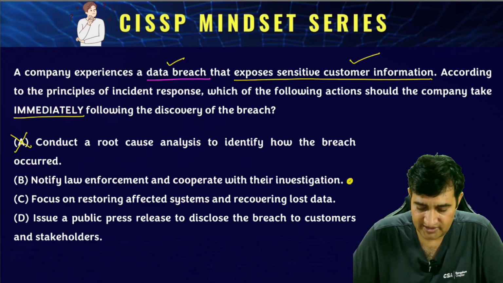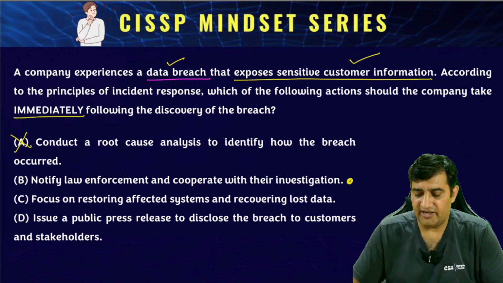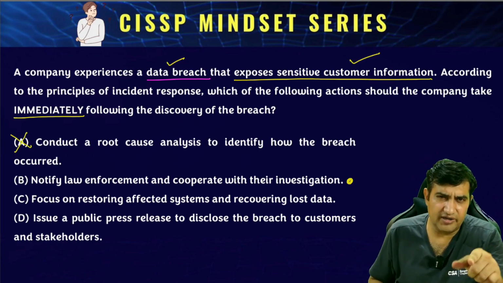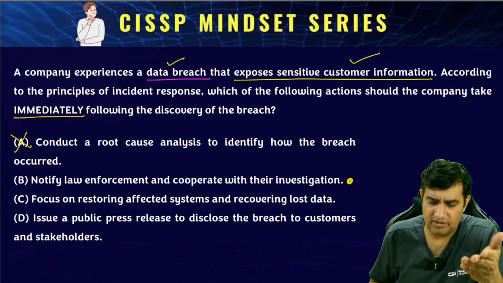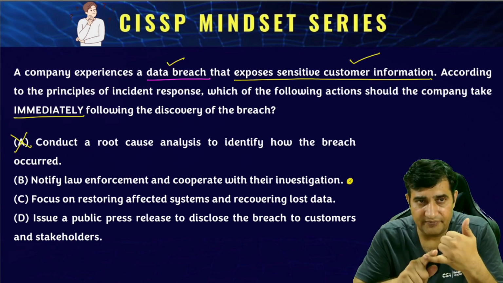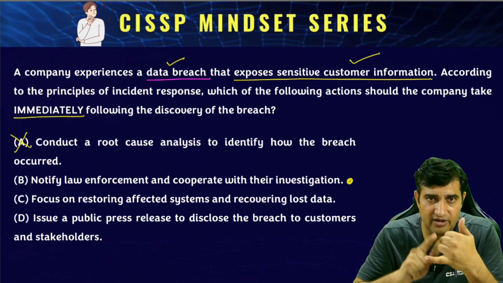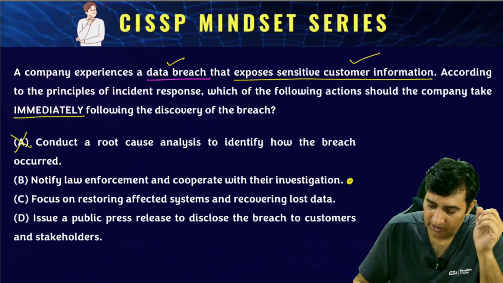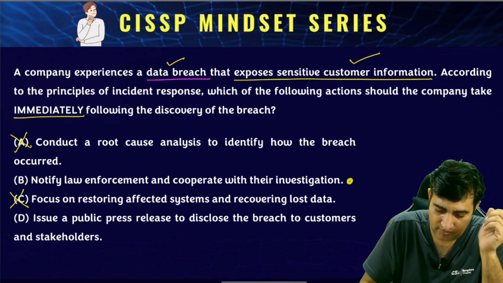Option C says focus on restoring affected systems and recovering lost data. I think this is part of the recovery step, but that's not immediate, right? What should be immediate? Immediate is containment and notifications, right? Containment and communication is the first thing you are going to do. So that is why this is not going to be the option.